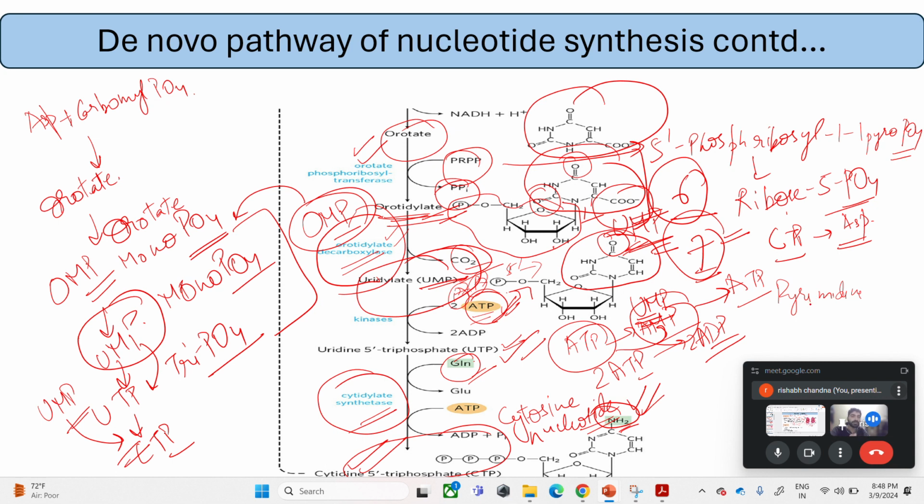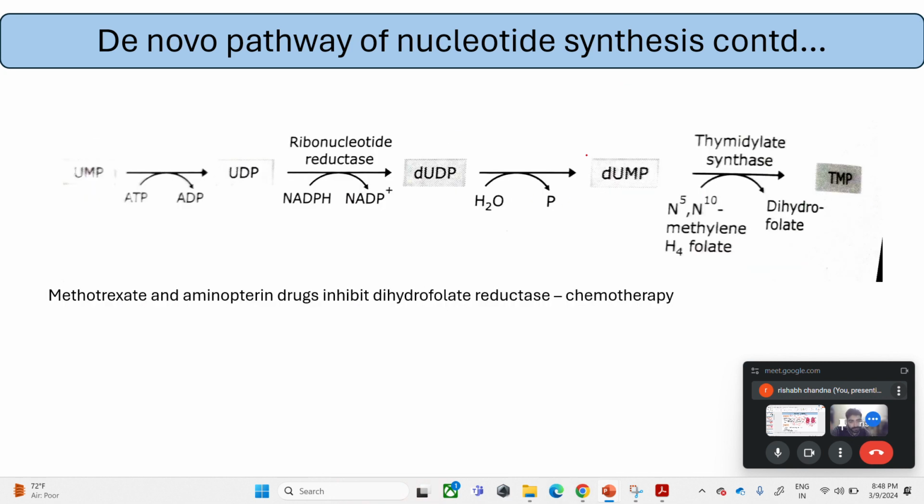Now we'll go on to the thymine triphosphate synthesis. So what happens when we have UMP? With the help of ATP it forms UDP, and then because thymine is only present in the DNA form, first we have to form the deoxy UDP. Ribonucleotide reductase helps in the formation of dUDP with the help of NADPH. Now this dUDP or the deoxy UDP is converted to the deoxy UMP or the monophosphate group.